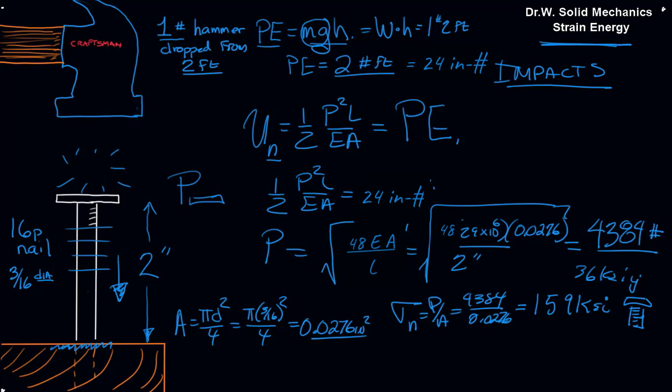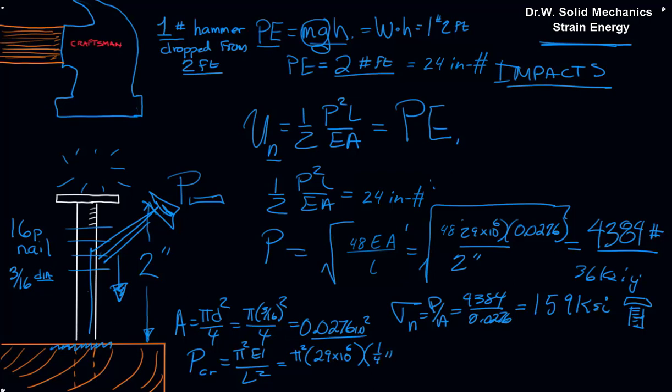Now we also could ask, could it possibly buckle and bend the nail? Well, let's check that. P critical for buckling would be pi squared EI on length squared, and that would give us pi squared times 29 times 10 to the 6. I would be 1/4 pi r to the 4th, which would be 3/32 to the 4th, over length effective.